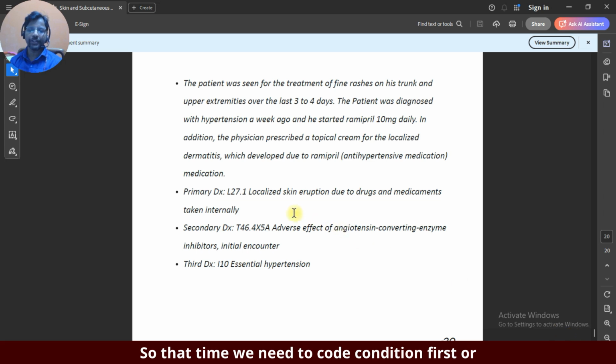Okay. So at that time we need to code the condition first, the condition which occurs due to the adverse effect of the Ramipril, as well as the purpose of this medication. What is the use of the medication, Ramipril? The use of Ramipril is for hypertension. So first, the condition which occurred due to the adverse effect. Next we need to code the adverse effect, and next we need to code the condition for which the physician has used or the patient has used the drug or medication.